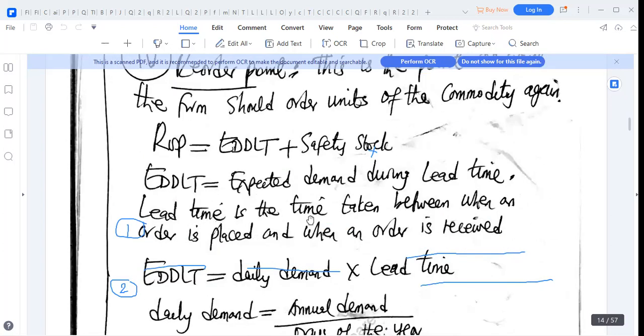Now, lead time is the time taken between when an order is placed and when an order is actually received. This is what we call our lead time. This is how we get to the reorder point.